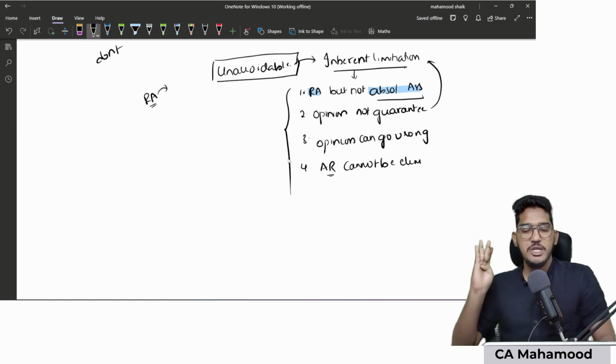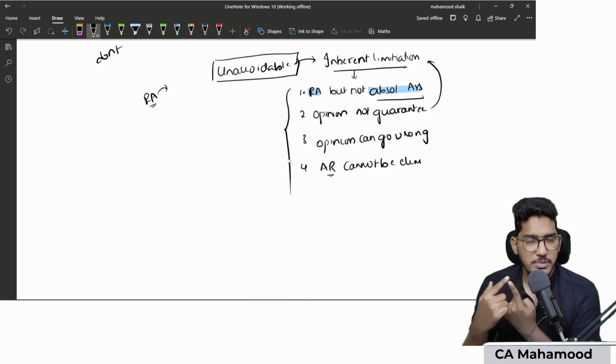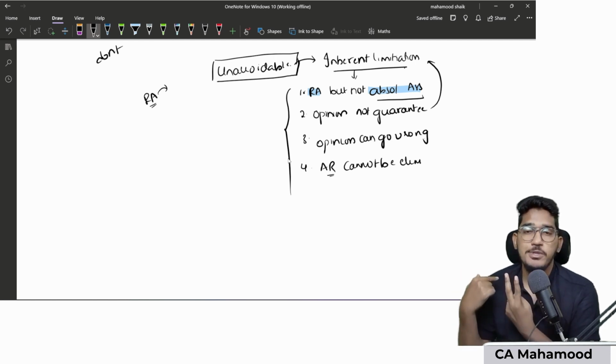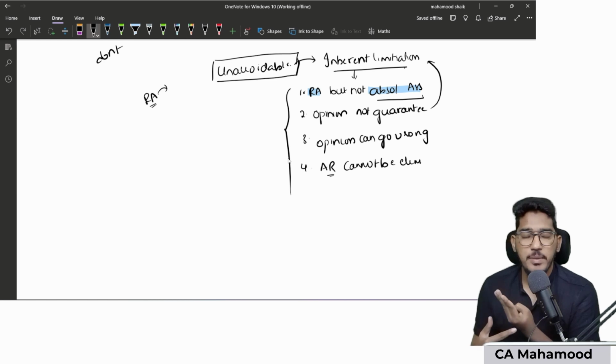So what are the four implications of inherent limitations? Everybody repeat. The auditor can only obtain reasonable assurance but not absolute assurance. The auditor can express only an opinion but not a guarantee. There is always a possibility of the auditor's opinion going wrong. Audit risk can never be eliminated or reduced to zero. There will always be an audit risk.